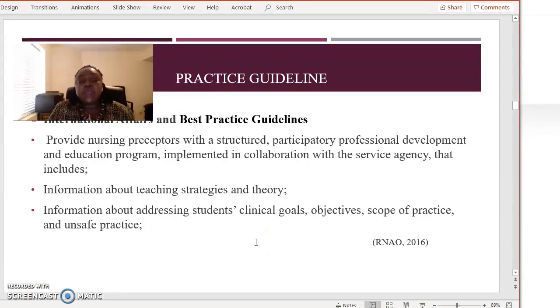So we have some practice guidelines here. According to the Registered Nurses' Association of Ontario Best Practice Guidelines, nursing preceptors should be provided with a structured, participatory professional development and education program implemented in collaboration with the service agencies that includes information about teaching strategies and theory, and information about addressing students' clinical goals, objectives, scope of practice, and unsafe practices.